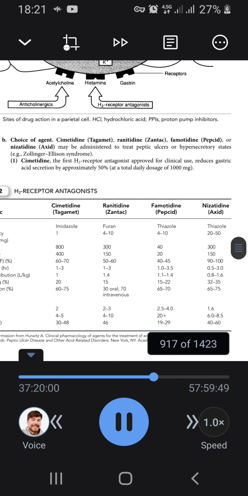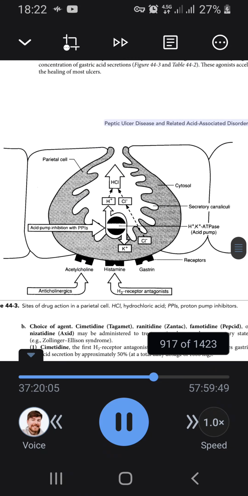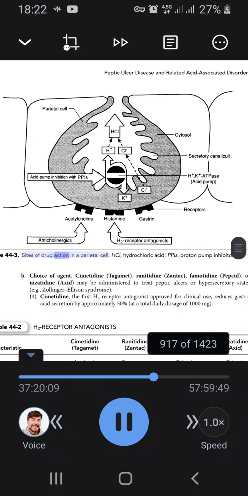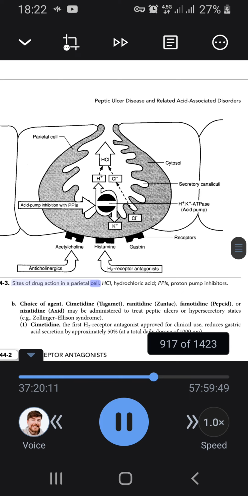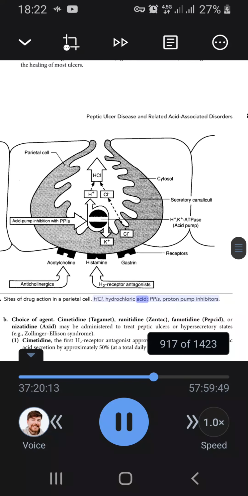Peptic ulcer disease and related acid-associated disorders. Figure 44-3. Sites of drug action in a parietal cell. HCl, hydrochloric acid; PPIs, proton pump inhibitors.